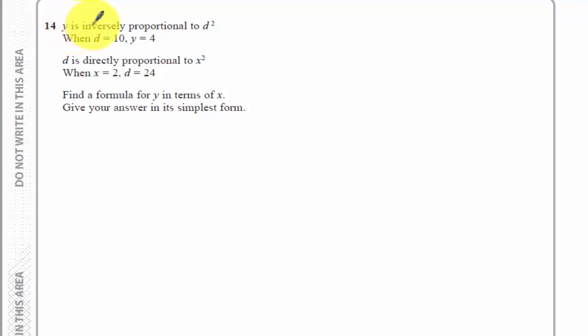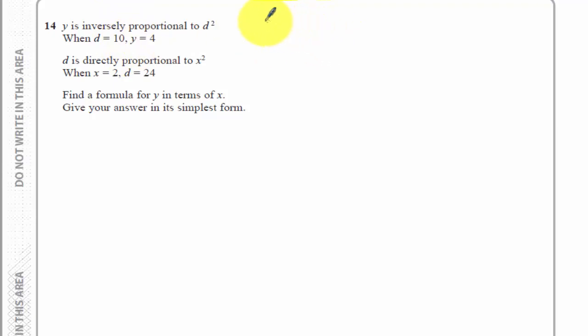Question 14, y is inversely proportional to d squared, and we've got values of d and y here. D is directly proportional to x squared, and we have some values. Find a formula for y in terms of x. Now it may seem a bit complicated, but this is one of those questions where you're better off just making a start.